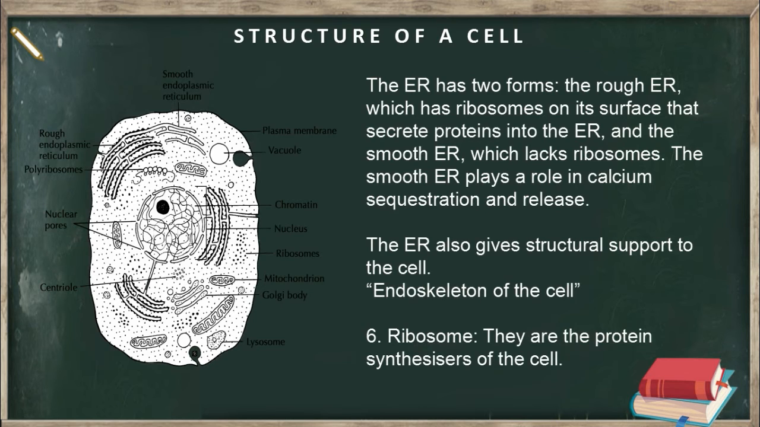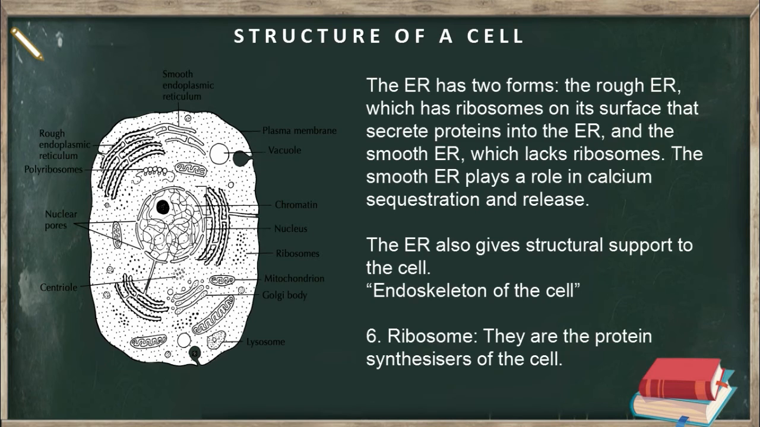What is sequestration? It is the trapping of a chemical in the atmosphere or environment, and its isolation in a natural or artificial storage area. The endoplasmic reticulum also gives structural support to the cell. Hence, it is known as the endoskeleton of the cell.